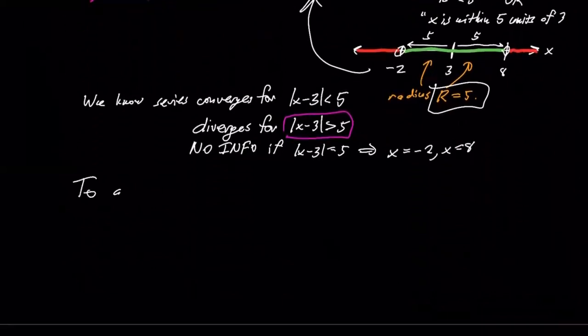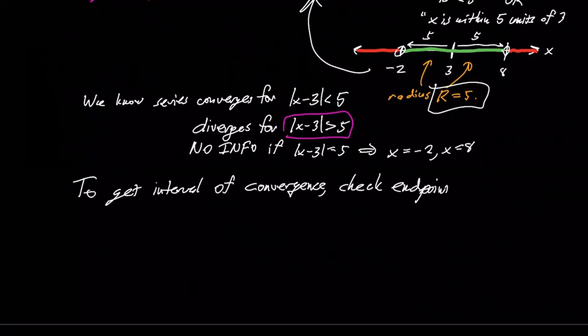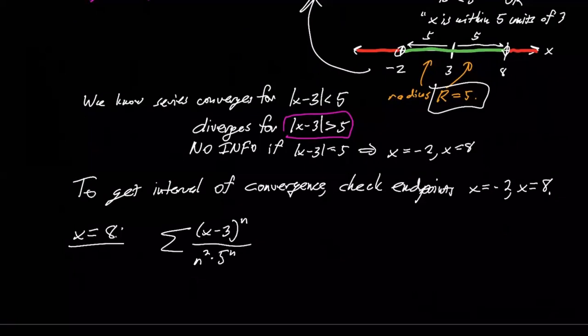So to get the interval of convergence, we need to check the endpoints x equals -2 and x equals 8. Okay, so let's try x equals 8 first. Our series was this guy, just recopying it.